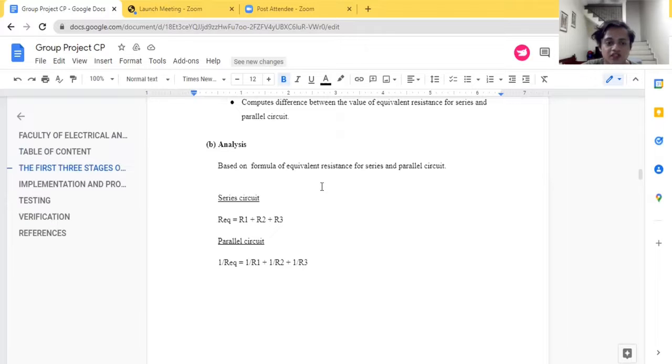For the formula for the series circuit, we have R equivalent equals R1 plus R2 plus R3. In a parallel circuit, we have 1 over R equivalent equals 1 over R1 plus 1 over R2 plus 1 over R3.